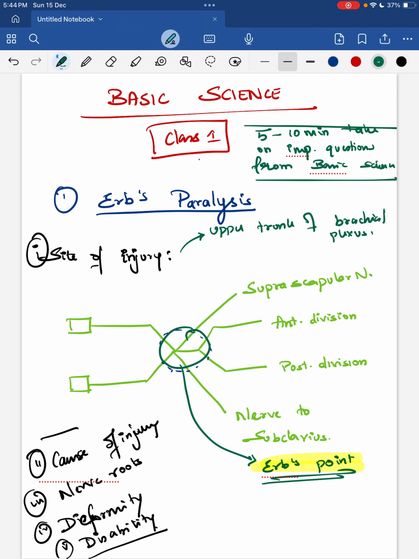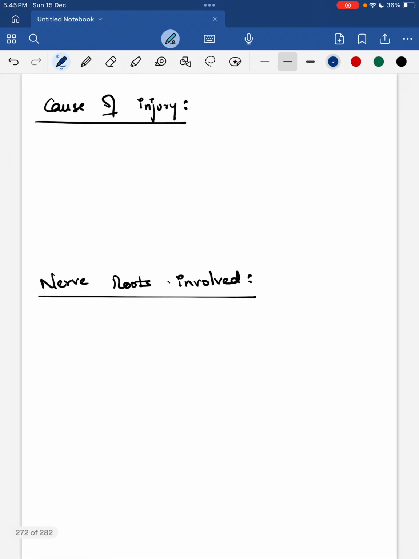So the Erb's point is where the nerve is joined with the C5 C6 nerve root trunk, then separation of the C5 C6 trunk into anterior division and posterior division. Then from there you have the suprascapular nerve and nerve to subclavius. This point is called your Erb's point. If there is an injury at your Erb's point, the child can result in what is called Erb's paralysis. So the site of injury is at the upper trunk of your brachial plexus. You need to draw this diagram also.